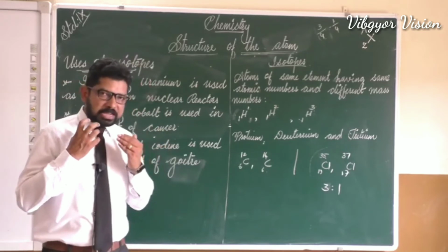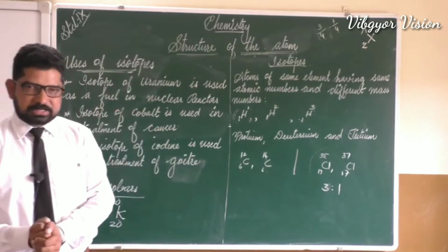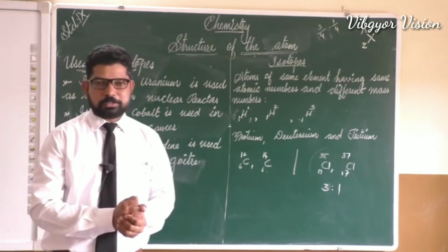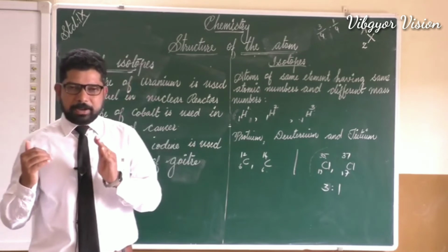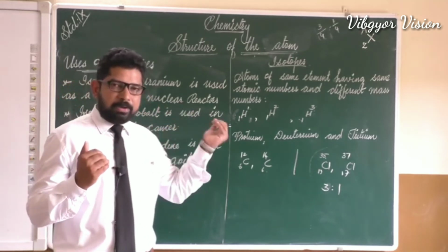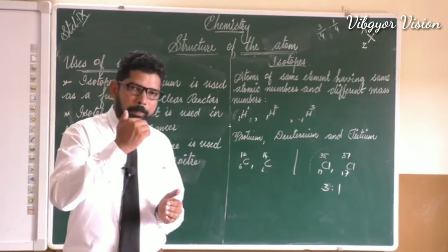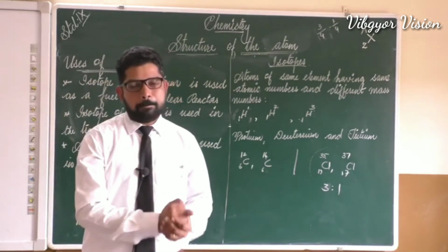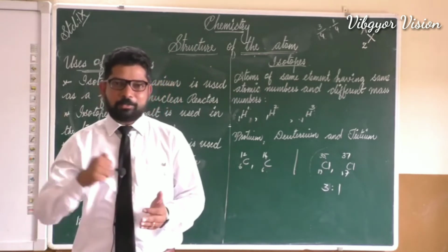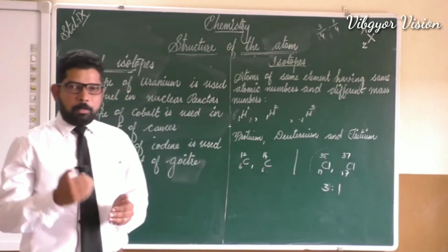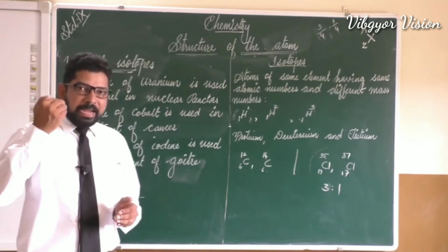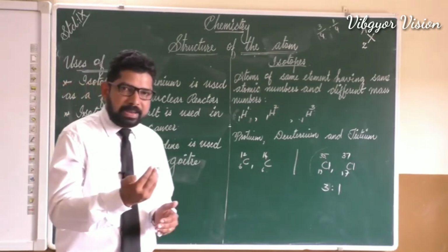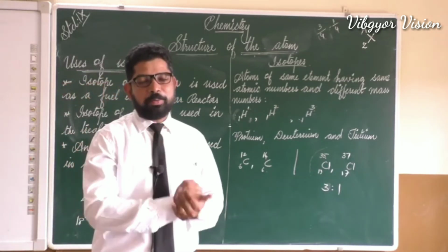And now let us go to the last topic of our lesson. They are isobars. There is a chance of confusion between isobars and isotopes. To avoid the confusion, let us remember once again what is isotope. In isotopes, atoms have the same atomic number but different mass number. Just the opposite is what is called isobar. Isobars are the atoms of different elements having the same mass numbers but different atomic numbers.